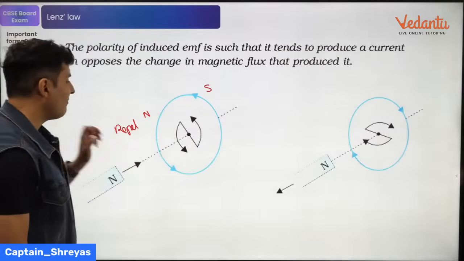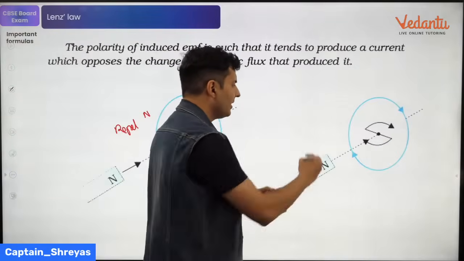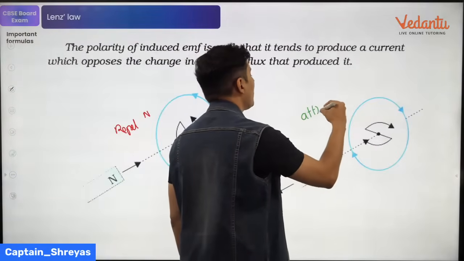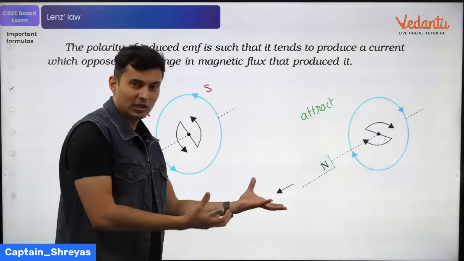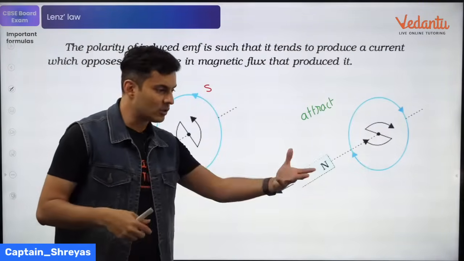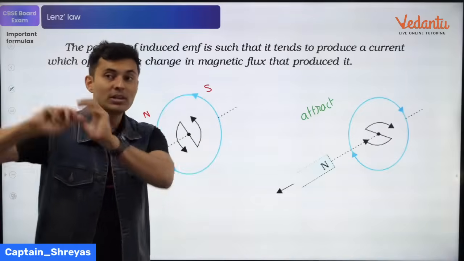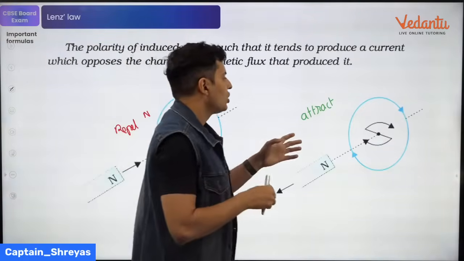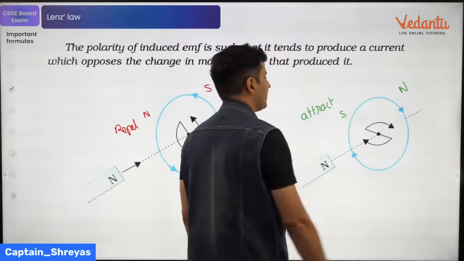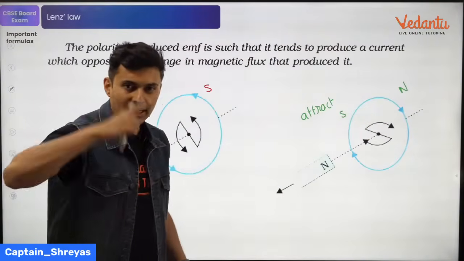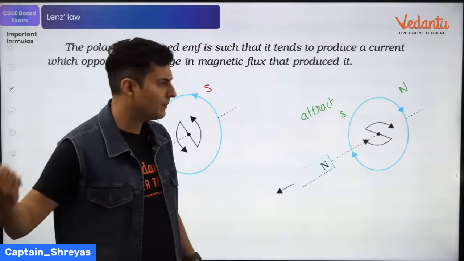If you take the same magnet away, then in this case, it will try to be attracted by it. It will try to attract that magnet because it's going away, always opposing. If it comes close, stop, repel. If it goes away, bring it back, attract. So this north pole will be attracted by south pole here. So this is how the magnet will be formed because of the current created inside the coil.